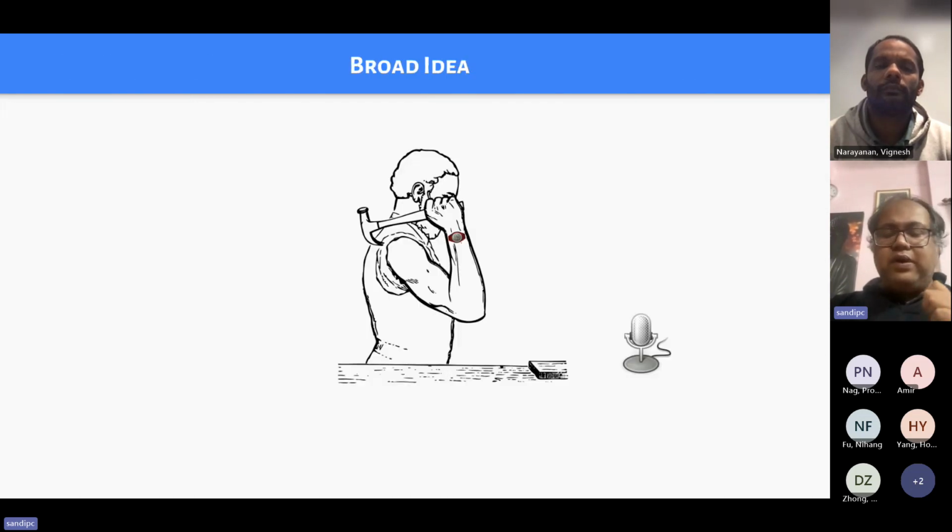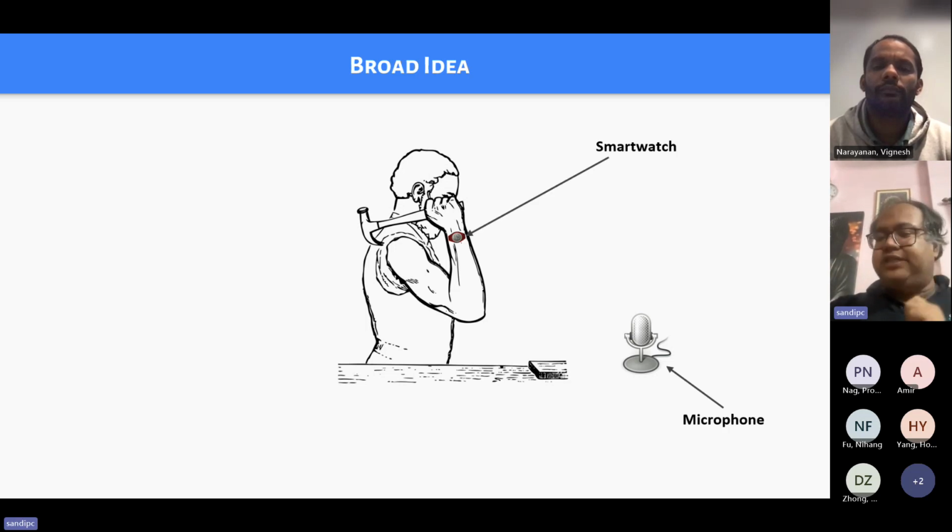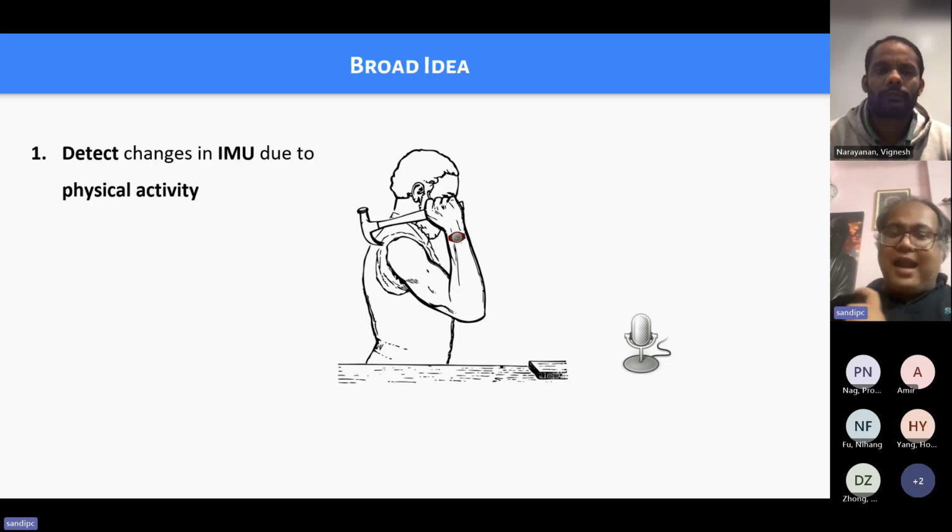Well, so the broad idea was something like this. The core idea that we have applied is that a person is performing a certain activity, and the activity is going to generate some acoustic signature. The person is having a certain wearable, say a smartwatch, which is collecting the wearable sensor data. And in the environment, I have a microphone, which is capturing the acoustic signal. Then we need a kind of synchronization between these two modalities.